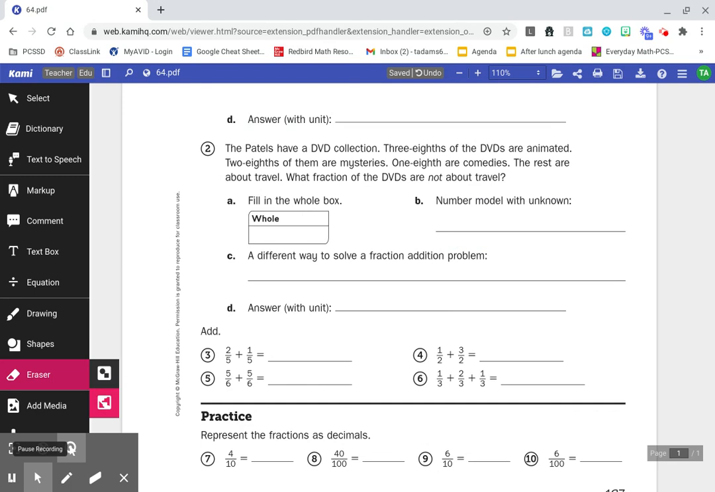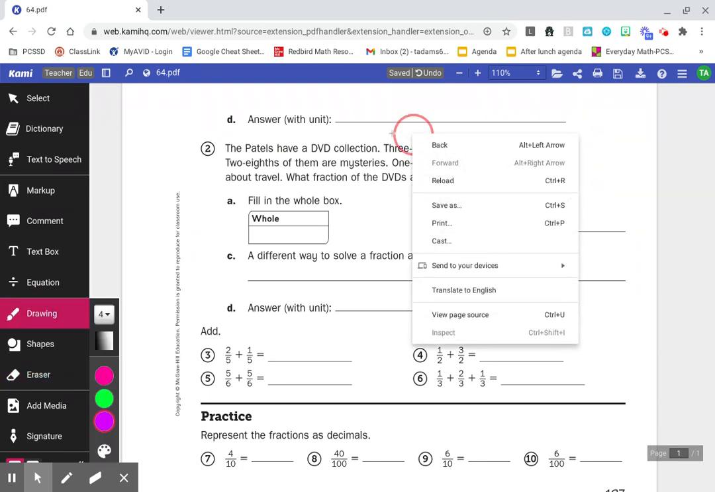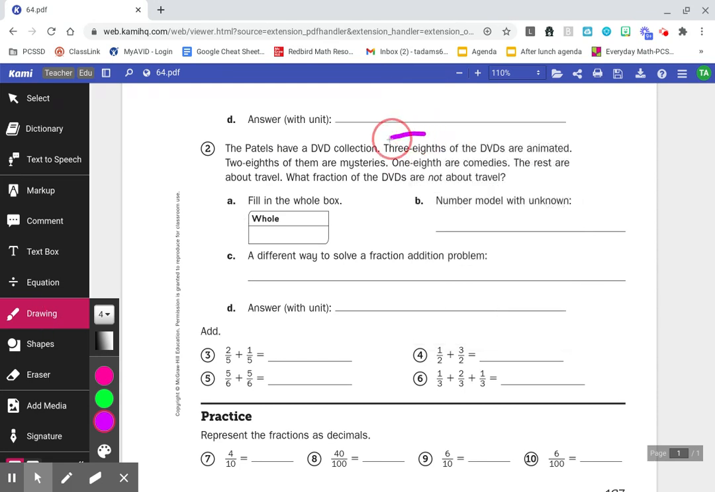Now, I want you to take those skills for number 2. The Patels have a DVD collection. Not really important, the name of the family. 3/8 of the DVDs are animated. Notice in this problem, they're not giving us the numbers. Here we go. It's in word form. So it might be helpful for you to write, okay, 3/8. Let me see what that looks like as a fraction. 3 out of 8 of the DVDs are animated, 3/8.